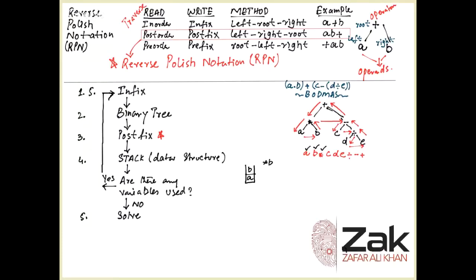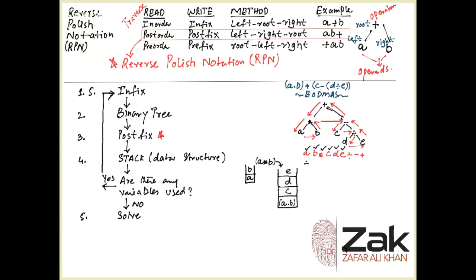Whatever comes out first will go on the right of the operator. Whatever comes out after will be on the left. A multiply B, this will be solved, and we'll put it back in the stack. Afterwards, we put C and then D and then E.